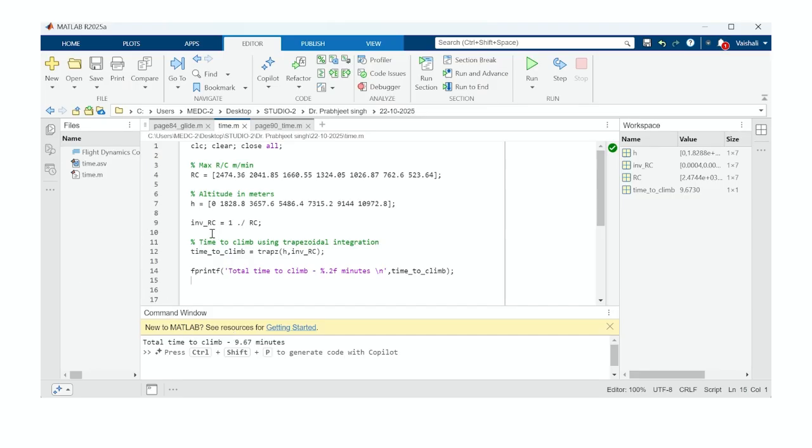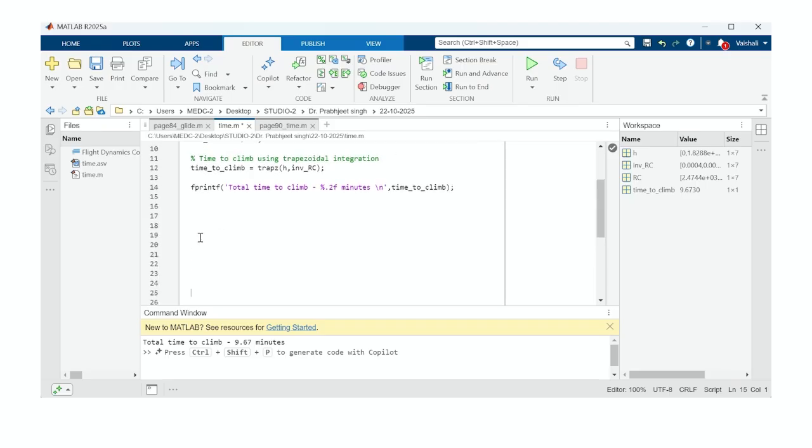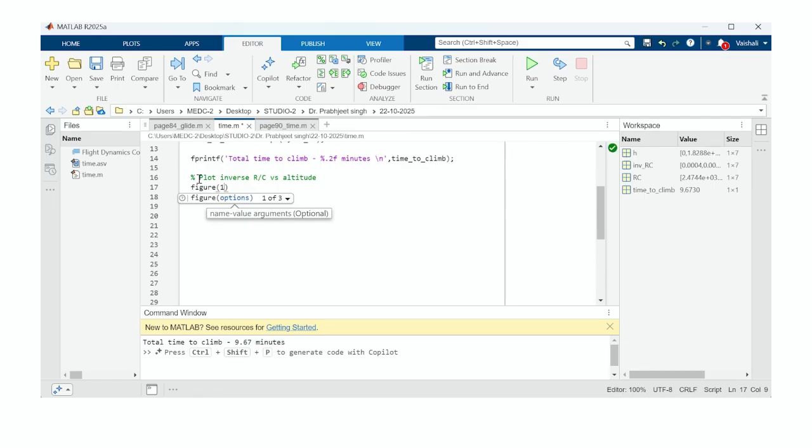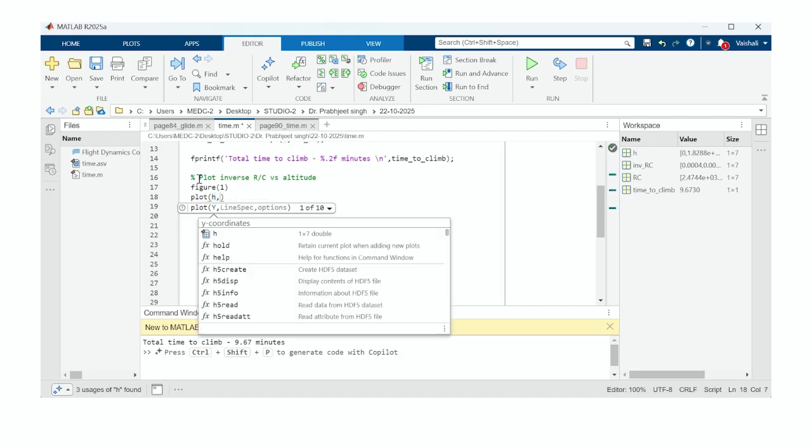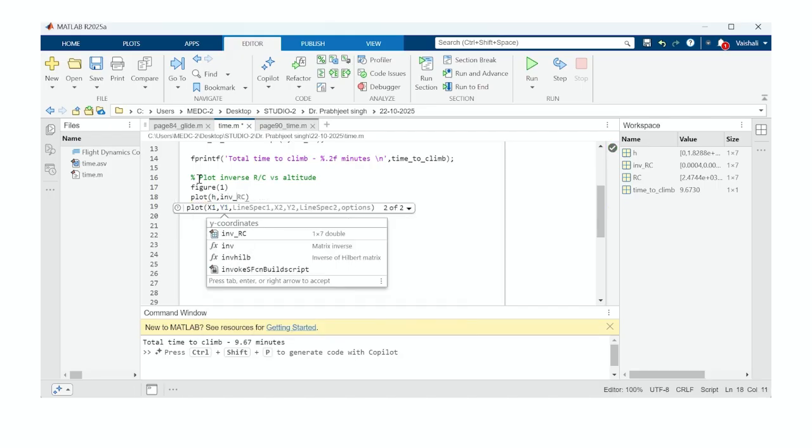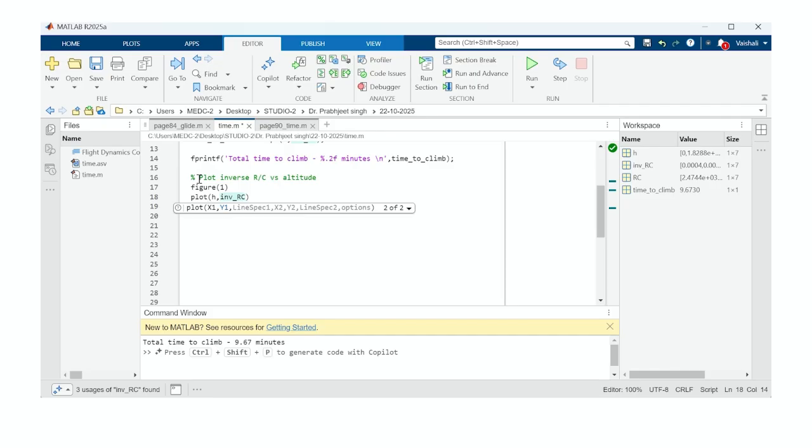All right, now we can also plot it. As I was discussing before, we can also plot inverse rate of climb versus altitude. So let me write here figure 1. Okay, so plot h comma inv underscore rc. This we have been doing in the previous classes as well. All right, I hope you are well versed with these syntaxes.